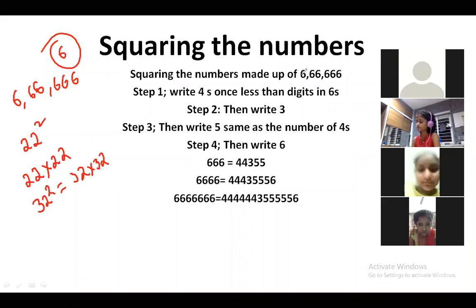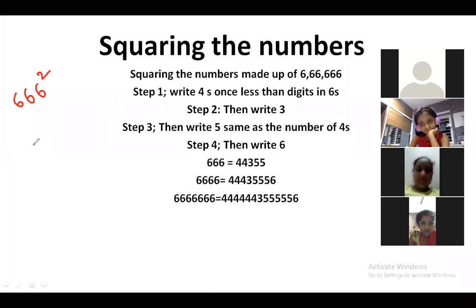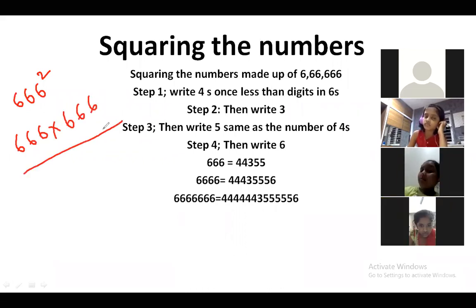Now, what type of numbers are we going to square today? The numbers made up of 6. That means no other digit, only 6s. What is the first step to write the answers directly? Let me delete all this. For example, 666. Can you square it? You can square it, but it takes a lot of time. Am I right or not? It kills our time if you use the usual method, 666 into 666, to find the square. It takes so much time, isn't it?